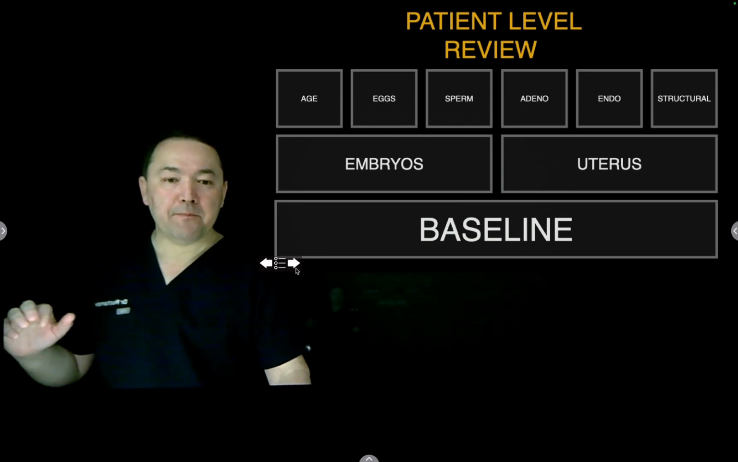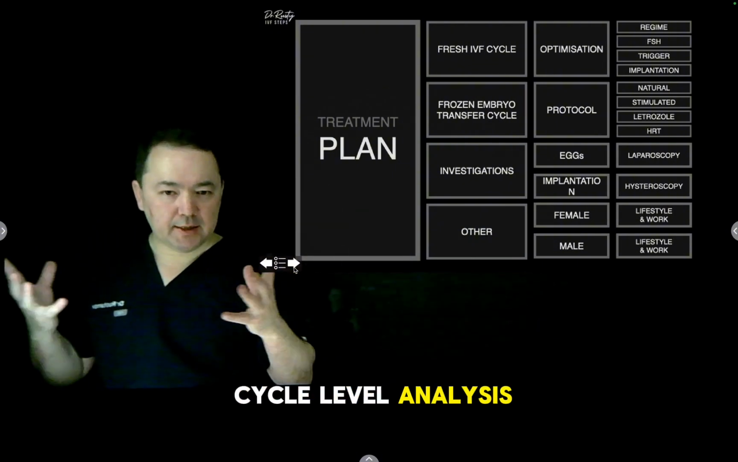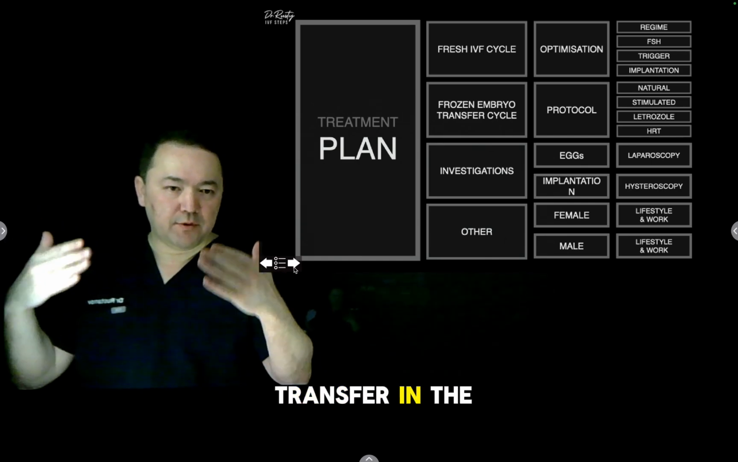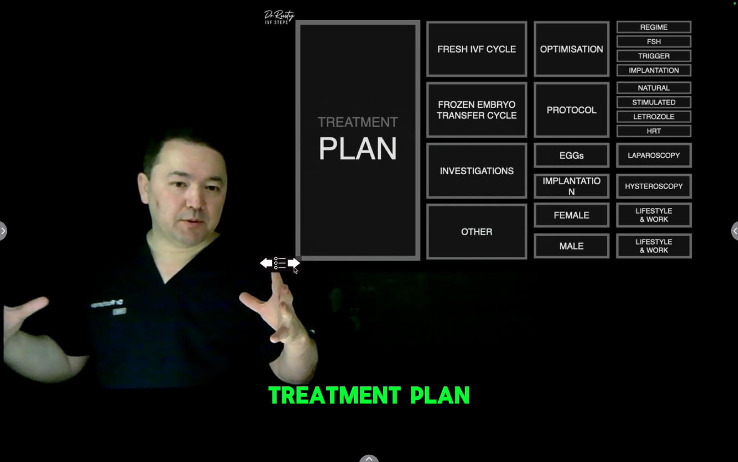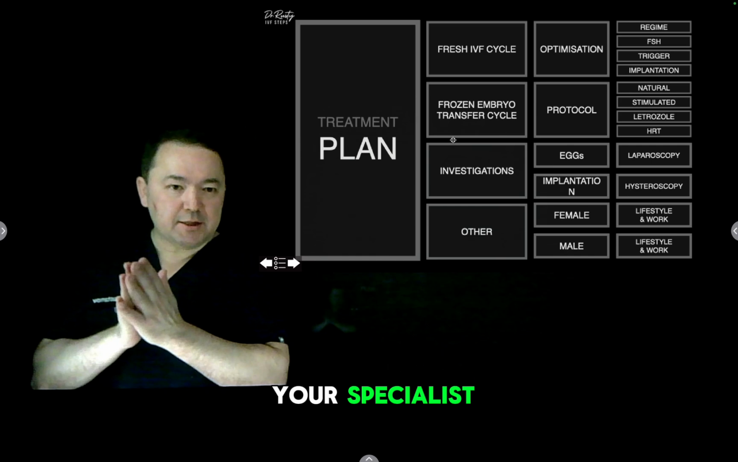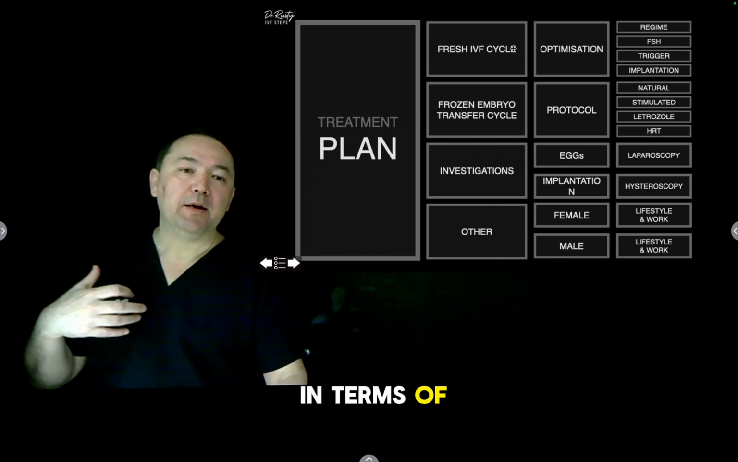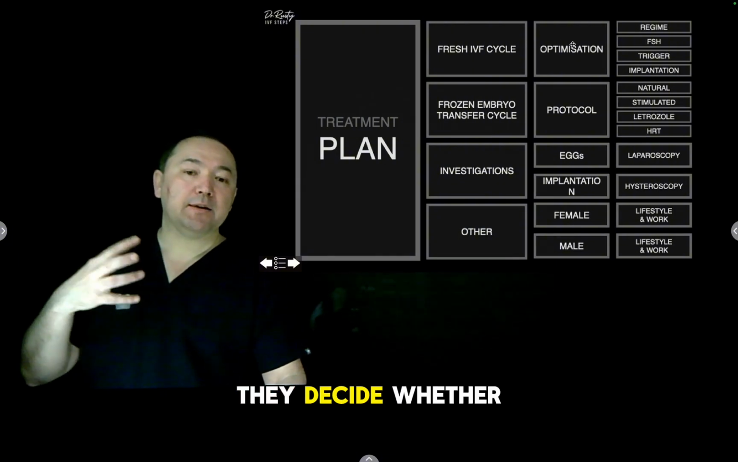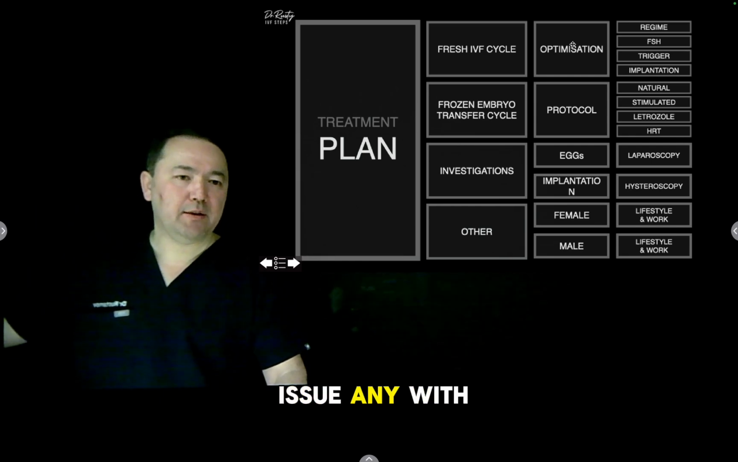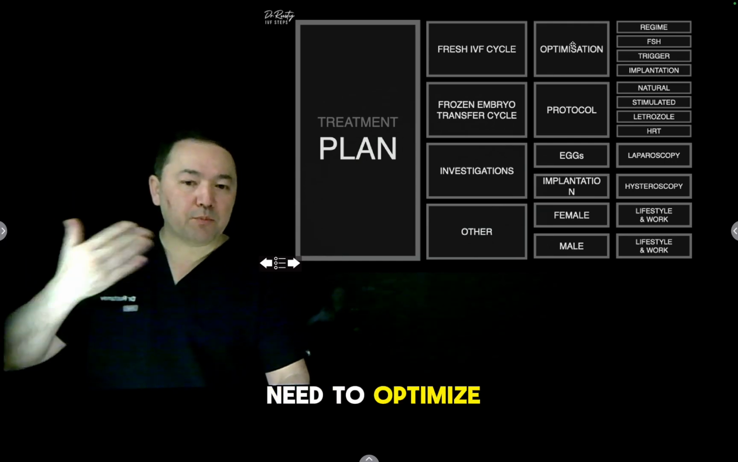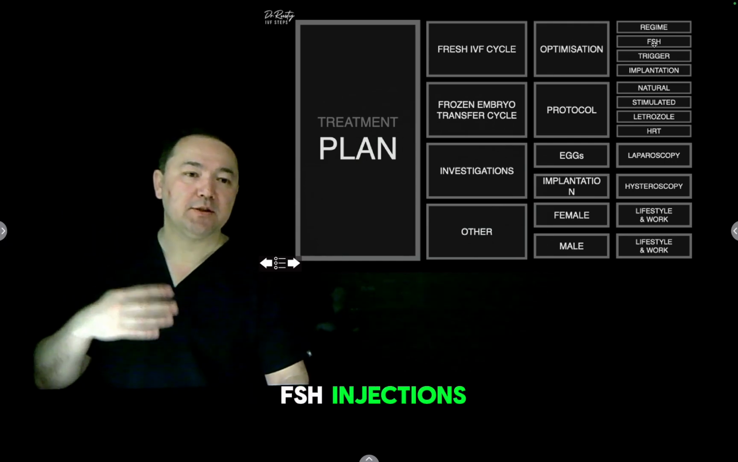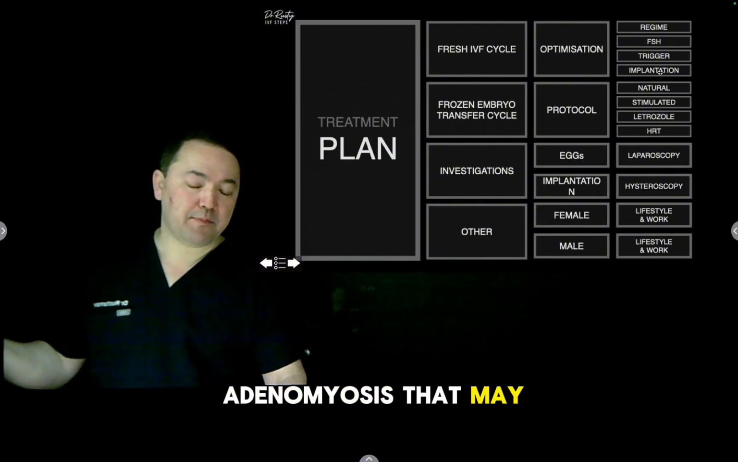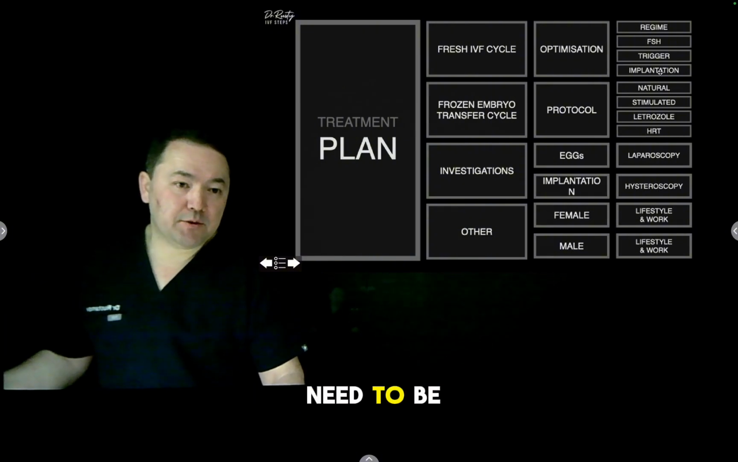Once you do this patient level and cycle level analysis, if you find any issue, you address those issues before you do a transfer in a future cycle. Then you create a treatment plan. You discuss with your specialist, and your specialist makes a plan. If you don't have any more embryos and you want to do fresh cycles, then they decide whether your cycle needs to be optimized. For example, if there was an issue with embryo quality, then they may need to optimize your cycle, changing your regime, FSH injections, trigger injections. Then they will decide whether the implantation needs to be optimized. For example, if you have adenomyosis, that may need to be treated. Endometriosis, that may need to be treated, for example.